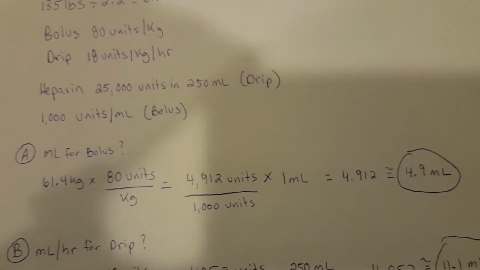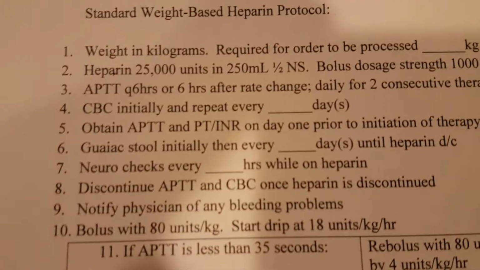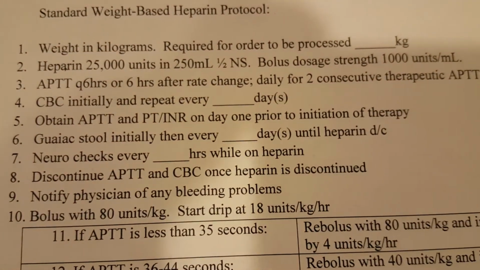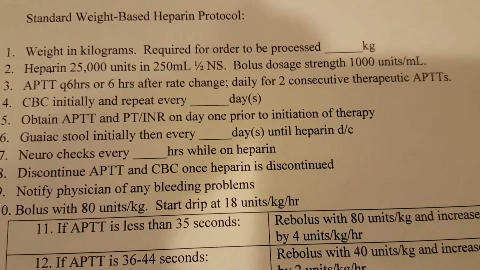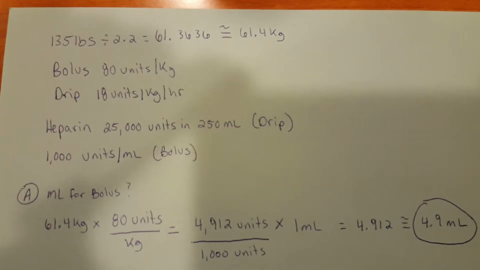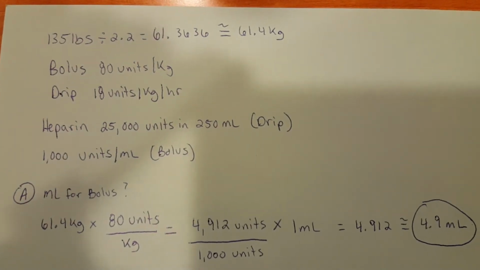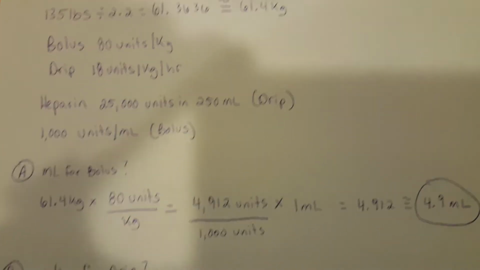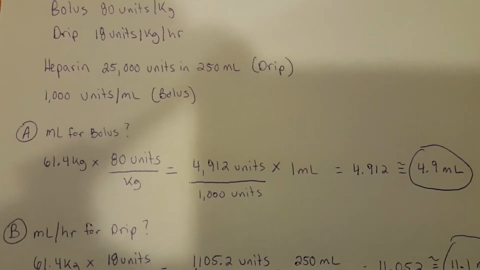And then in step 2 of the protocol, I'm just going to come back over to look at that. It says heparin 25,000 units in 250 ml, half normal saline, bolus dosage strength 1,000 units per milliliter. I added that in here because that's pertinent information that we're going to need for solving this equation. So the first question, question A, says, what is the milliliters for the initial bolus?